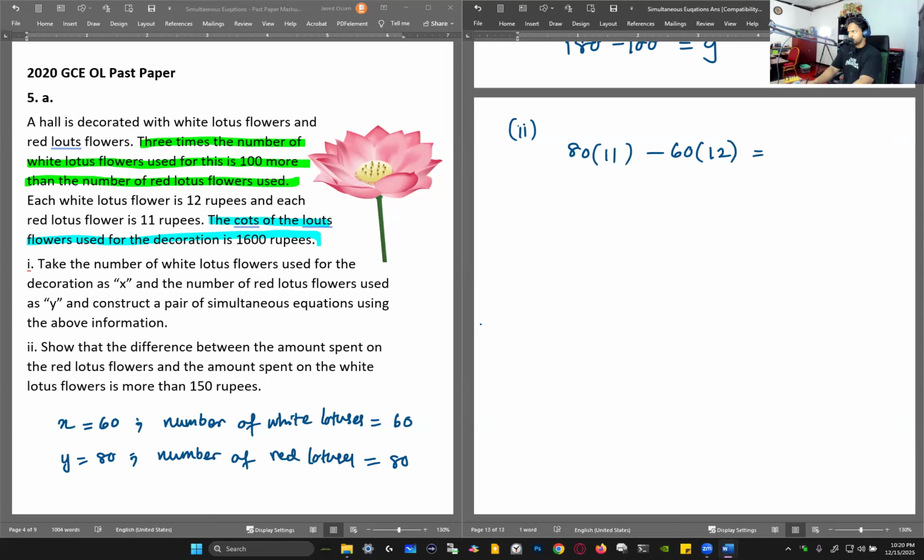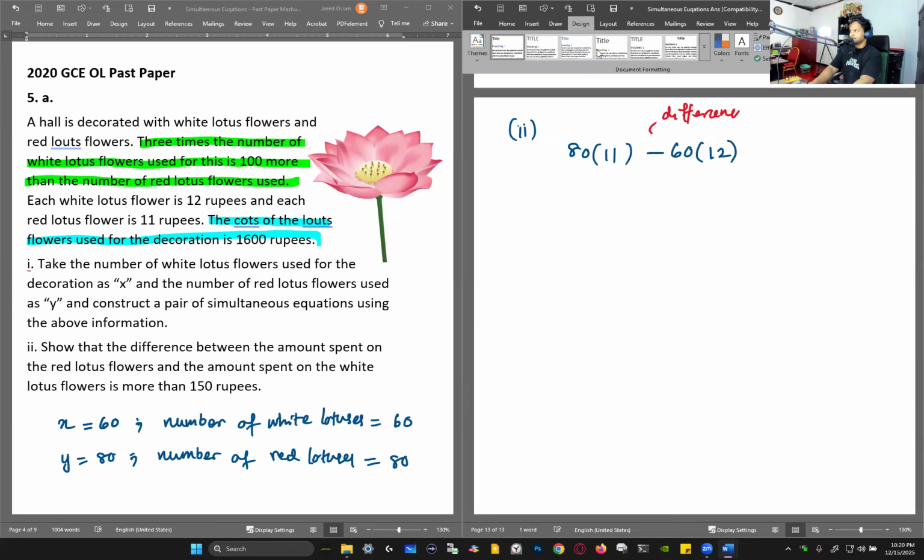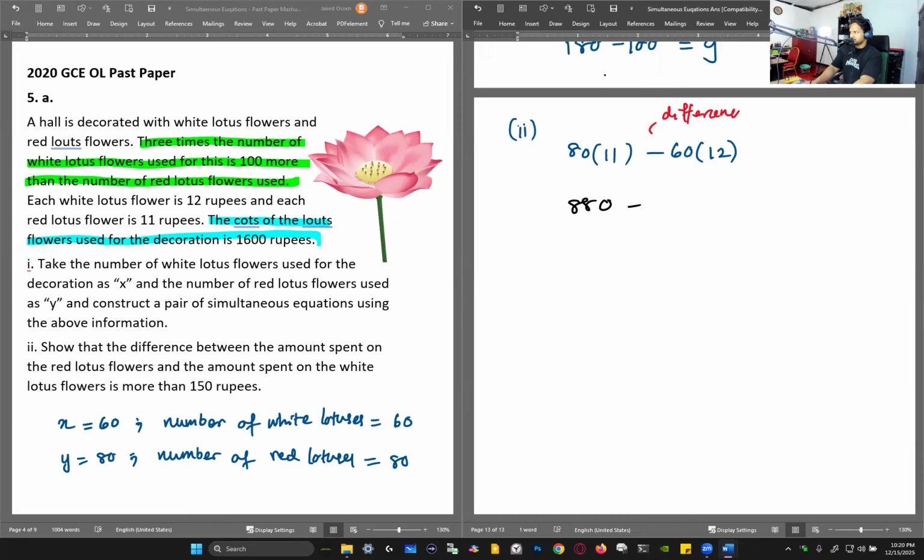This is equal to something, okay? This is equal. This is a difference. Minus is always a difference. Difference is always minus. So 880 minus 720, right? That is equal to 160, right, Miss Fatima? 160.